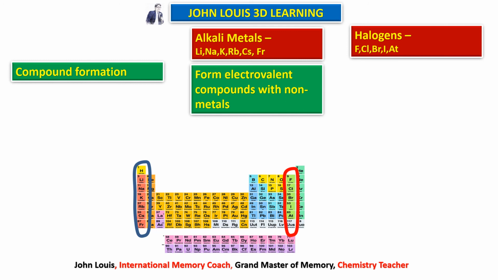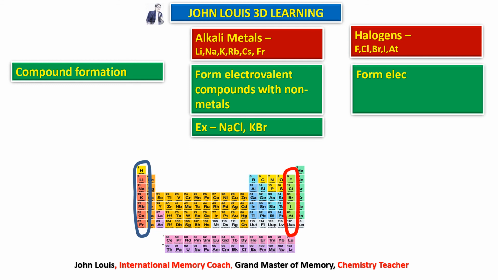What is the type of bond formed when you donate and accept? That type of bond is known as an electrovalent bond or ionic bond. Therefore, all alkali metals form electrovalent bonds when combining with non-metals. The examples are sodium chloride and potassium bromide. Sodium is an alkali metal; chlorine and bromine are non-metals. Therefore, sodium can donate its electron to chlorine or bromine. Similarly, potassium can also donate its electron to chlorine or bromine. Thereby the salt is formed and an electrovalent bond is formed.